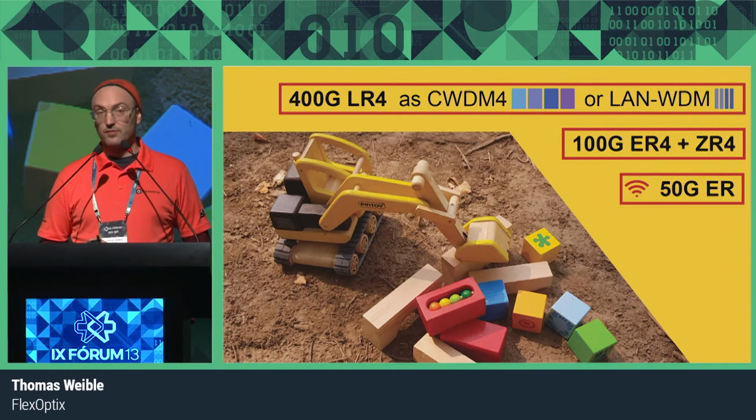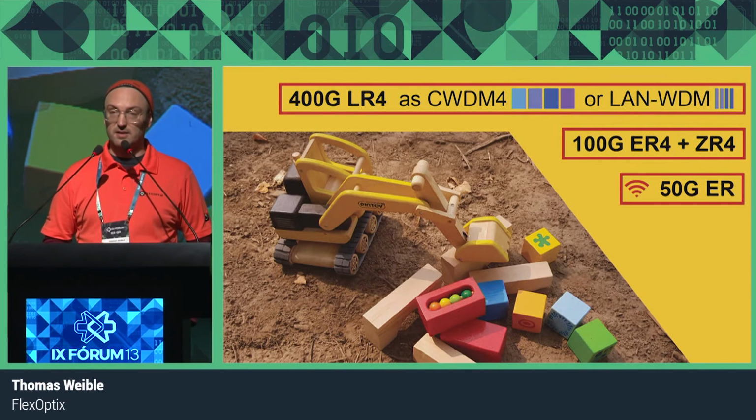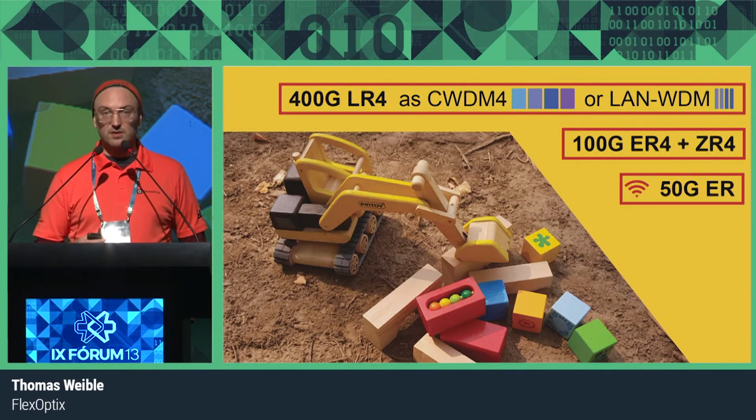400 gigabit LR4 is an interesting topic to talk about because it's not standardized yet. The standardization on Ethernet is mainly done by IEEE. And LR4, from the idea, is a single mode transmission within a 1310 nanometer window and up to 10 kilometers. Now, IEEE and the industry building the transceivers haven't sorted out which wavelength grid they will go to.